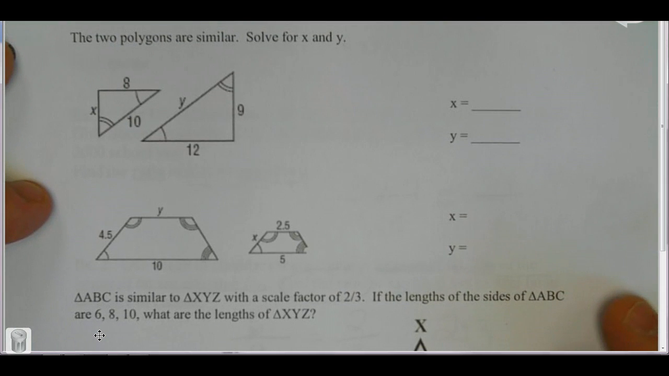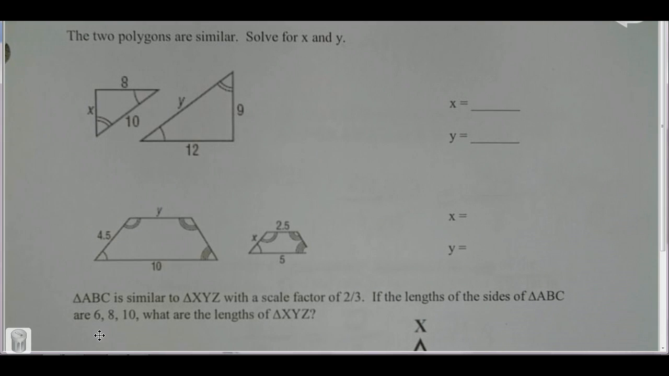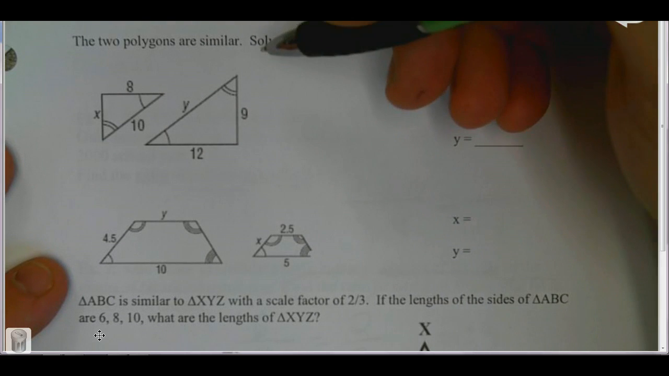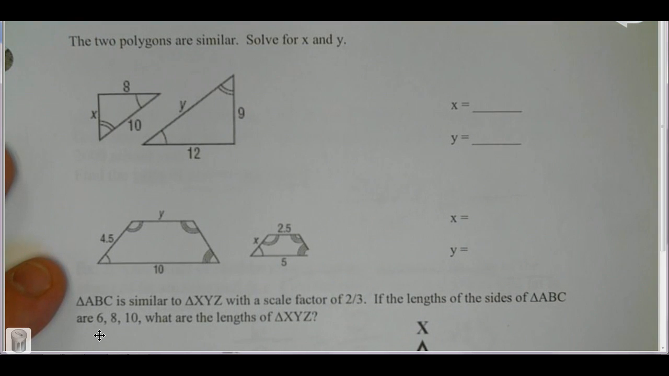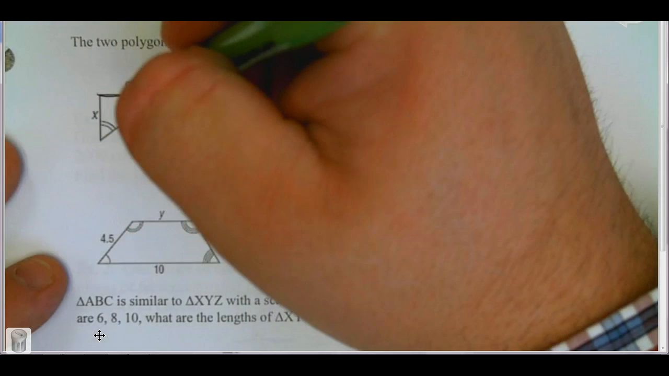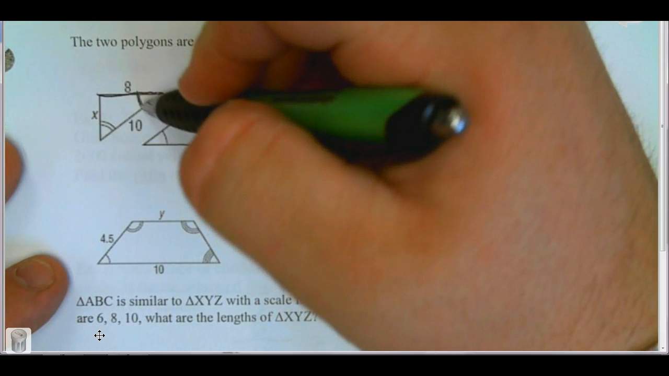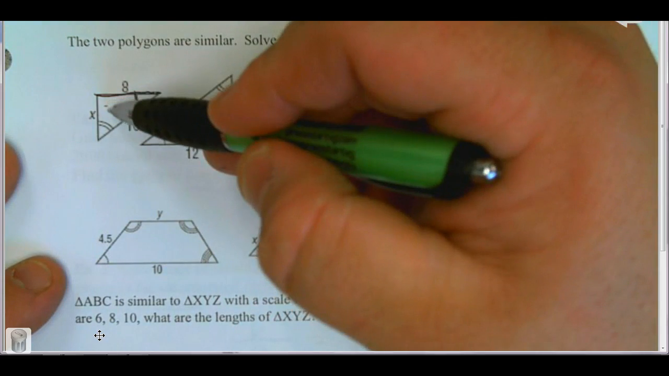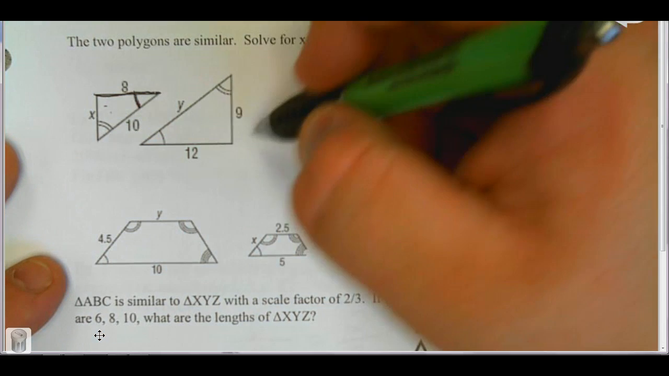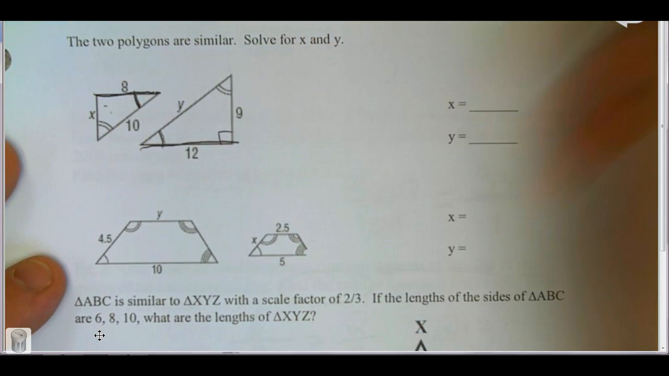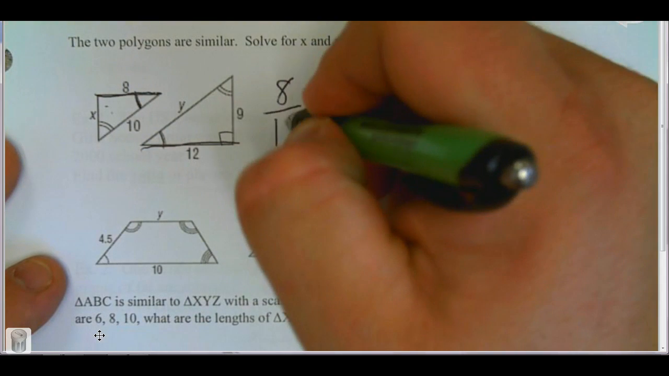So, if we have similar polygons, we can also figure stuff out. We can solve for missing pieces. But we have to have a base ratio in order to do that. Okay? So, here it says the two polygons are similar. Solve for x and y. Well, let's find a base ratio to go off of. Here's an 8 that's labeled next to the one angle and what we assume is the right angle. We don't know for sure. On this shape, it's 12. So we found our base ratio. Our base ratio is 8 to 12.